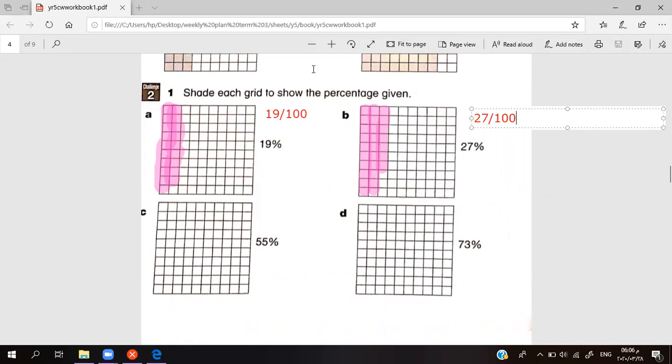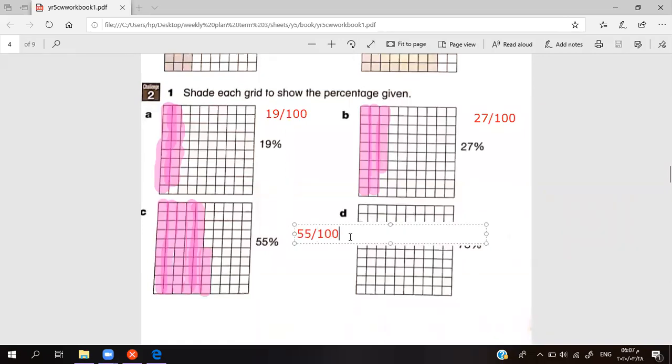Let us see here. 55. Okay. So 10, 20, 30, 40, 50, and a 5. 1, 2, 3, 4, 5. And as a fraction, I write it 55 over 100 because the percentage must always be over 100.